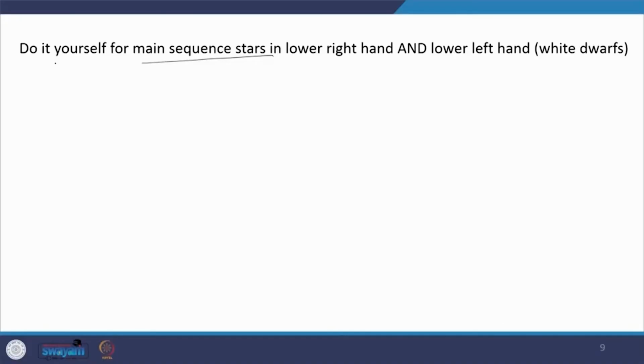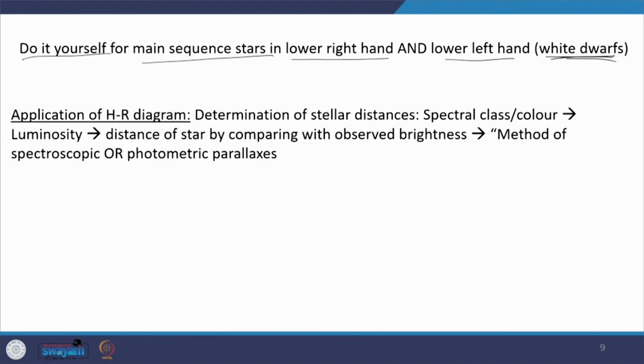Okay? So, for the remaining stars, please do it yourself, especially in the lower right hand and lower left hand, that is for the white dwarfs. I have done only for the super red giants. Please do it for the white dwarfs. Take the values of L by L sun and T by T sun.